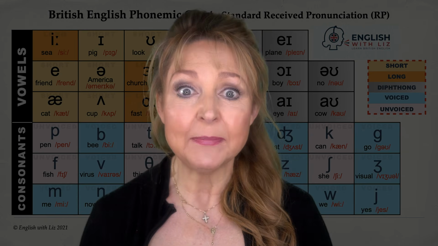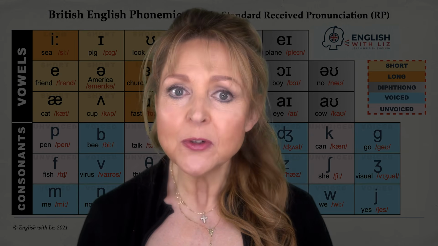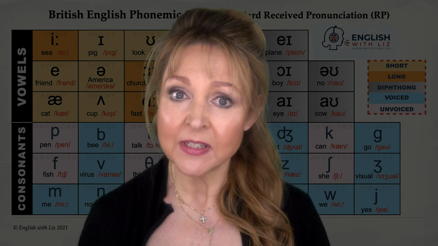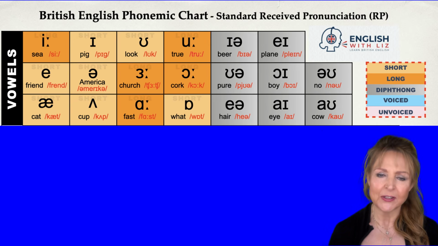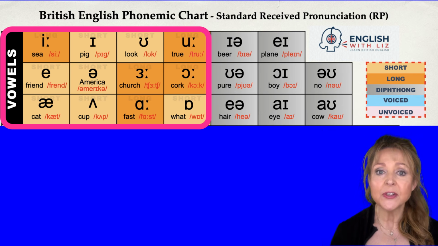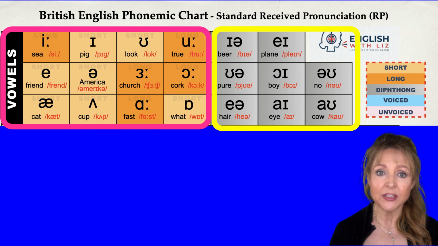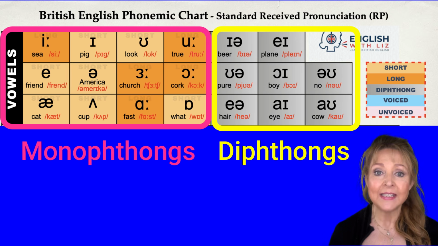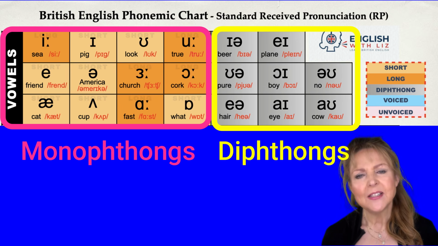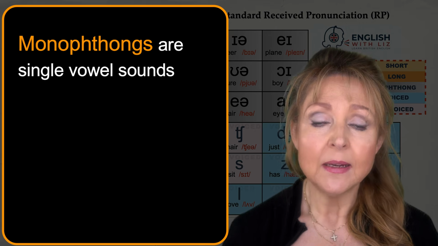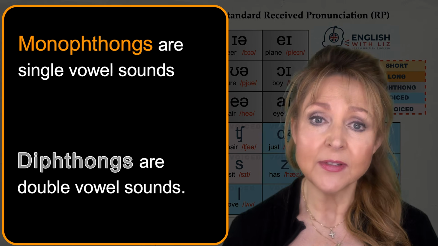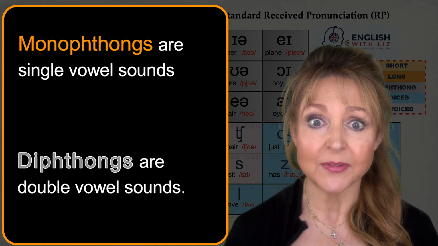Anyway, back to the phonemic chart. The 44 sounds are grouped as vowel sounds and consonant sounds. Let's look at the vowel sounds first. The vowels are shown in the top half of the chart and are split into 2 sections, monophthongs and diphthongs. So what are monophthongs and diphthongs? Put simply, monophthongs are single vowel sounds and diphthongs are double vowel sounds.